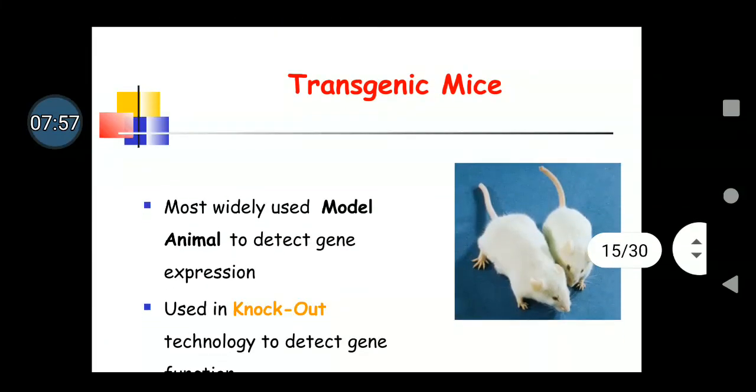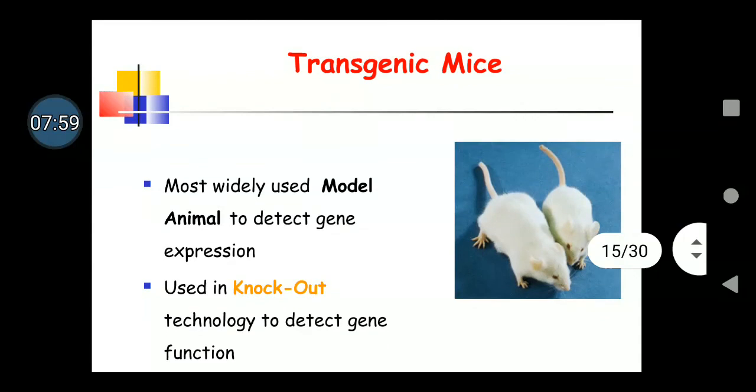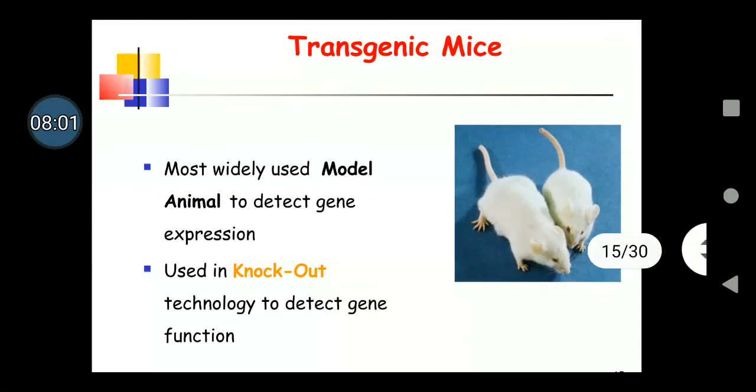The next is our transgenic mice. Transgenic mice are widely used as a model to detect gene expression. It is used in knockout technology to detect the gene function. The particular gene is mutated so that the role of the gene can be identified by using the animal model. We call it as knockout mouse.